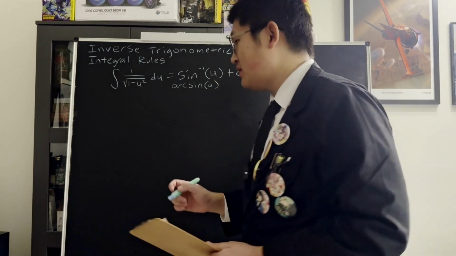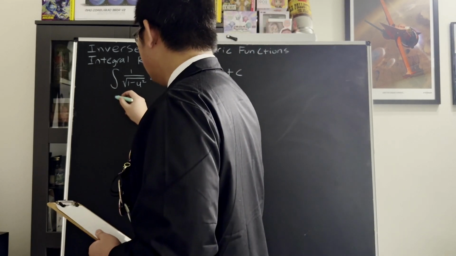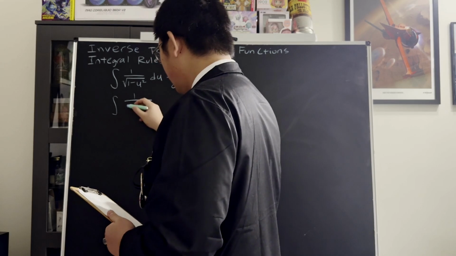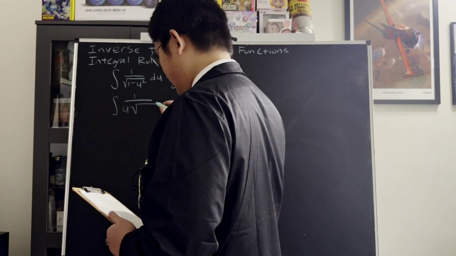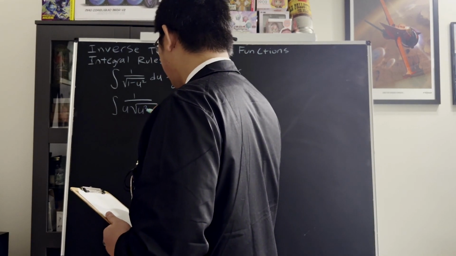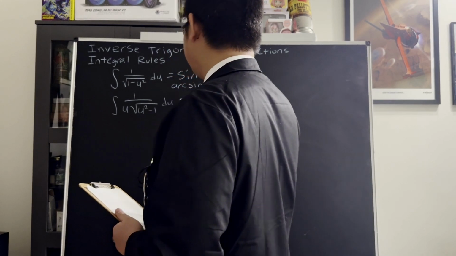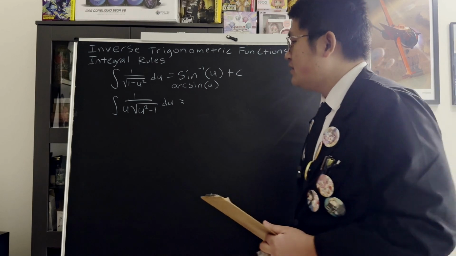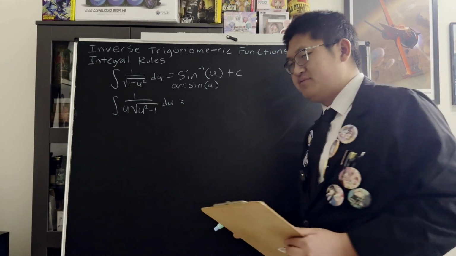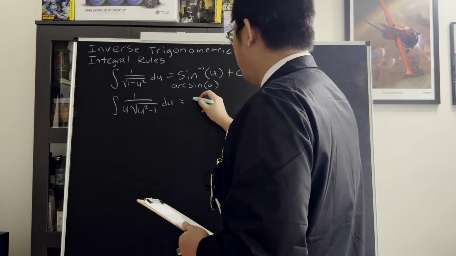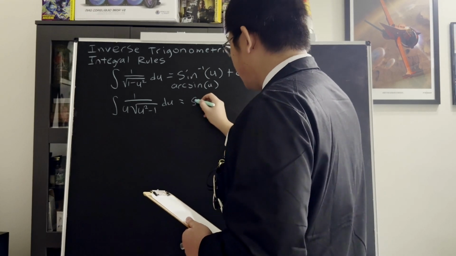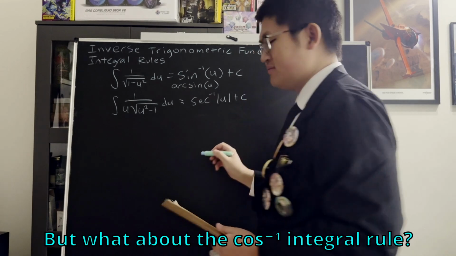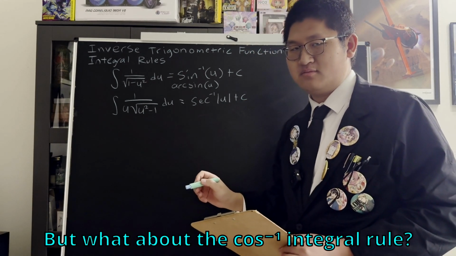Let's go next. Into the next one, we'll have the integral of 1 over, this time, u multiplied by the square root of u squared minus 1 du. So this one looks in a little bit different form, but still, this is going to be very unique to this specific integral, which will give us the secant inverse of the absolute value of u plus c. But what about the inverse cosine integral rule?